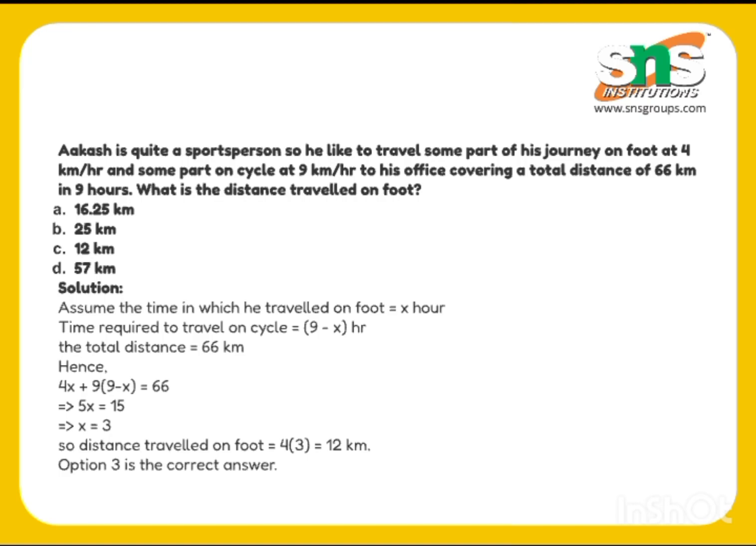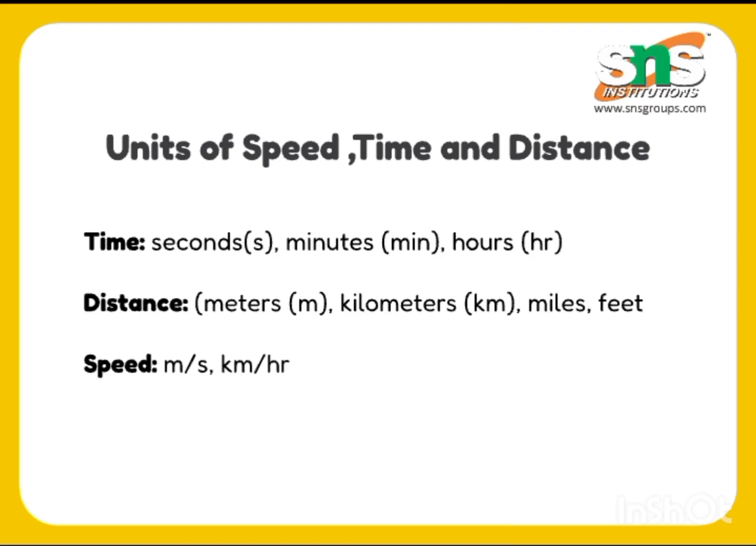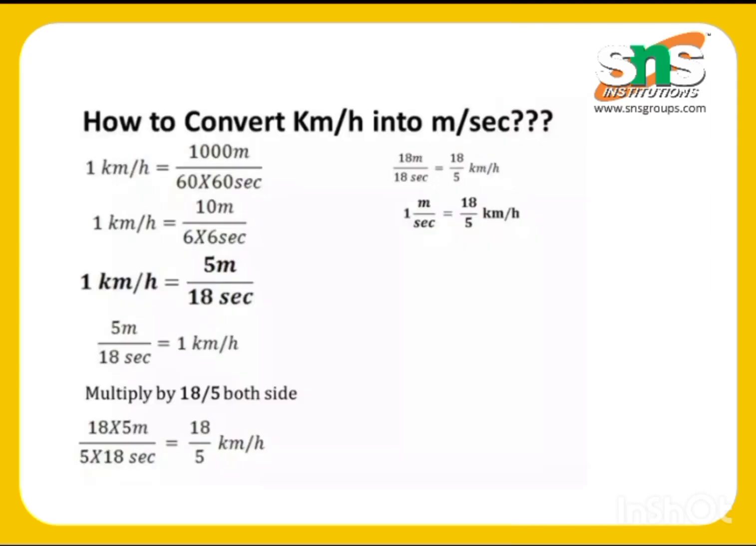Okay, next we will move on to the next topic: units of speed, time and distance. What are the possible units we will be using for speed, time and distance? For time it will be seconds, minutes and hours. For distance it will be meters, kilometers, miles, feet. When calculating speed, it will usually be meter per second or kilometer per hour. So how to convert kilometer per hour into meter per second? This is one of the prominent questions which will be asked.